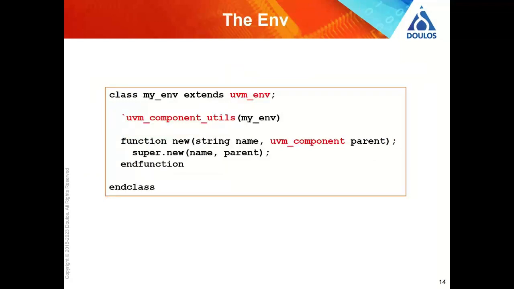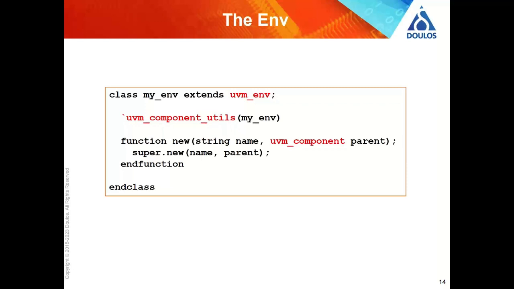Okay, now what do we need then as a minimum? Well, we need an environment class. The environment class in this case is going to be really simple. So the environment inherits one of these base classes. UVM env is the base class for environments. We're creating our own custom version of that.